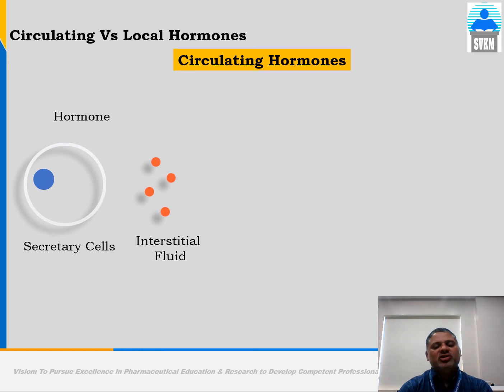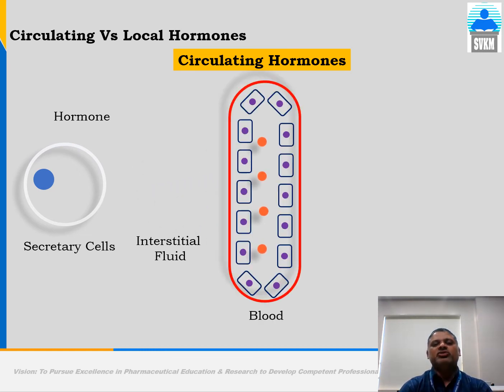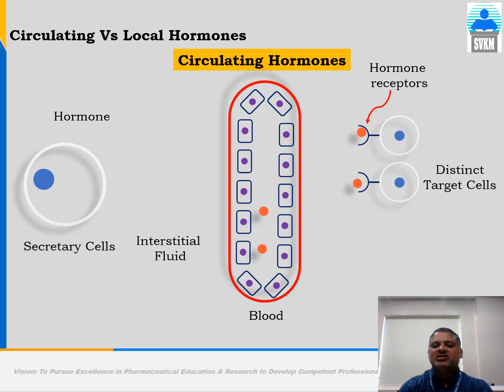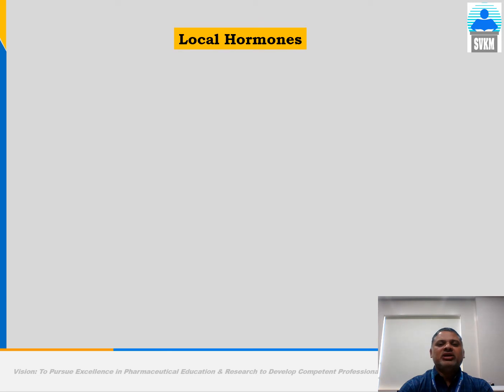From the interstitial fluid, these hormones diffuse into the blood capillaries and enter the blood circulation. From the blood circulation, they are distributed throughout the target sites, where there are specific hormone receptors. After binding to these specific hormone receptors, they regulate the activity of the target cells.